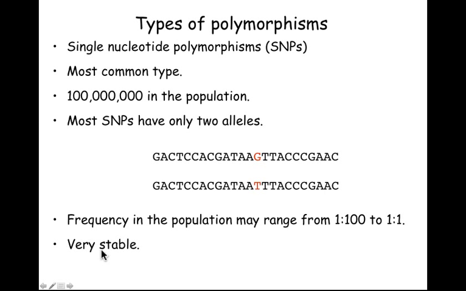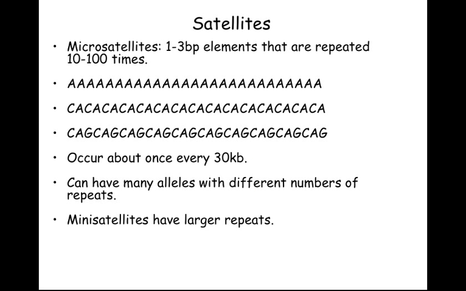So this is in contrast to some of the other types of polymorphisms which tend to evolve more rapidly. They tend to change more. One of the types that tends to change a lot are microsatellites. So microsatellites are 1 to 3 base pair elements that are repeated over and over again in the genome, so maybe somewhere between 10 and 100 times.